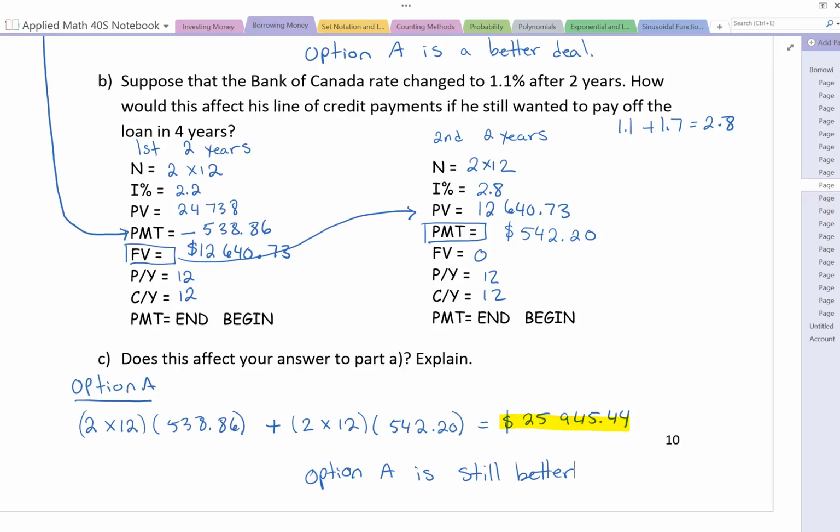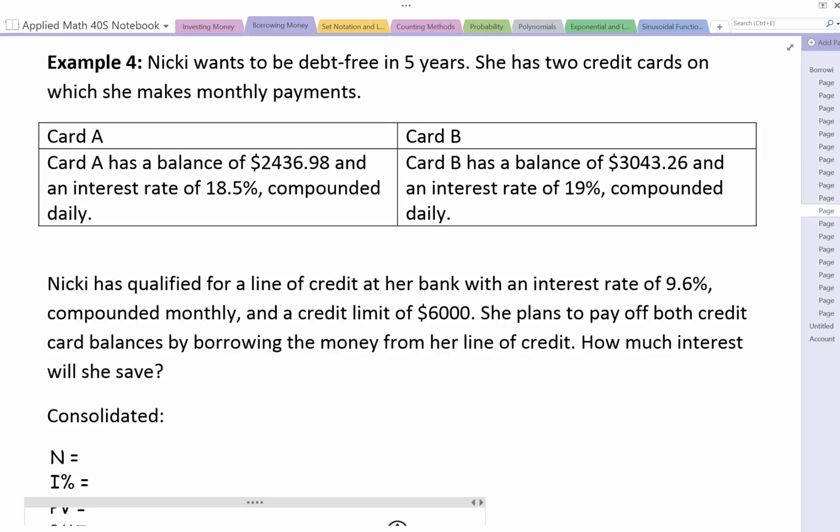Alright, let's take a look at the next example. We're going to skip example 3 and move on to example 4. Nikki wants to be debt-free in 5 years. She has 2 credit cards on which she makes monthly payments. Credit card A has a balance of $2,436.98 and an interest rate of 18.5% compounded daily. Card B has a balance of $3,043.26 and an interest rate of 19% compounded daily.